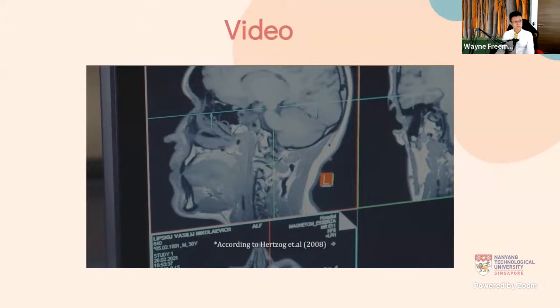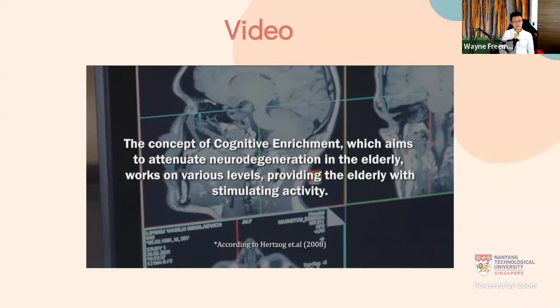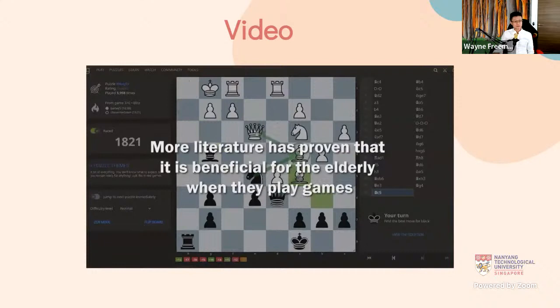According to Herzog et al., the concept of cognitive enrichment, which aims to attenuate neurodegeneration in the elderly, works on various levels, providing the elderly with stimulating activity. Nintendo's Brain Age and Brain Age 2 have seen some success in the sphere of brain training. Moreover, more literature has proven that it is beneficial for the elderly when they play games.